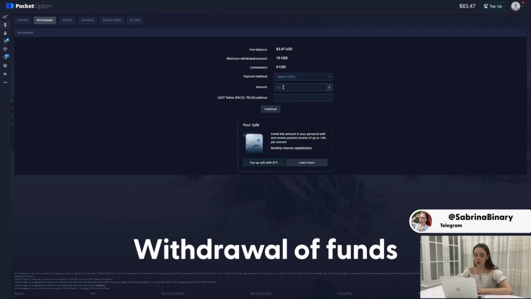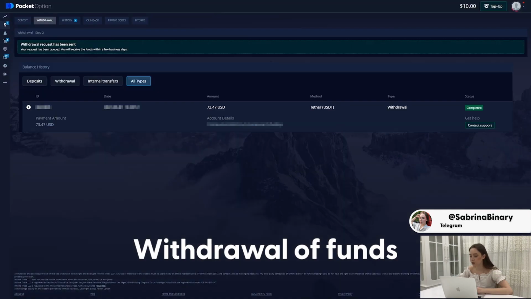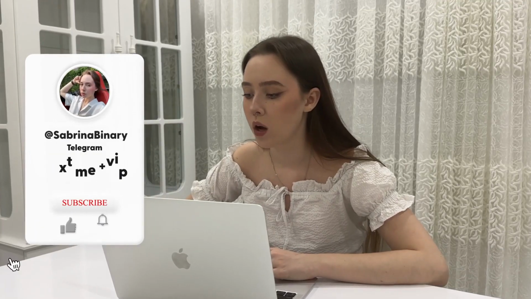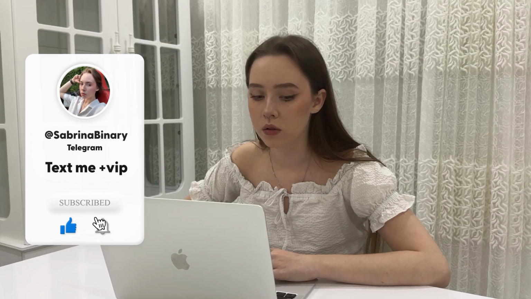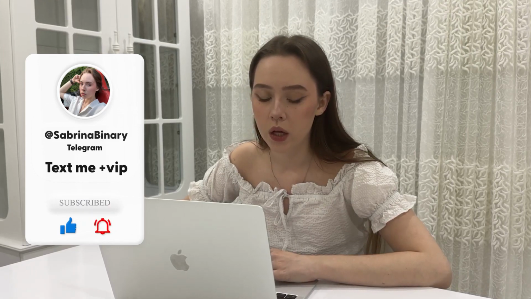First, we need to click on the dollar icon, then click on withdrawal, then choose the currency USDT, and I leave a balance of $10, and the rest of the money I'll withdraw. Then I click on continue, and as you can see, the withdrawal has already come.